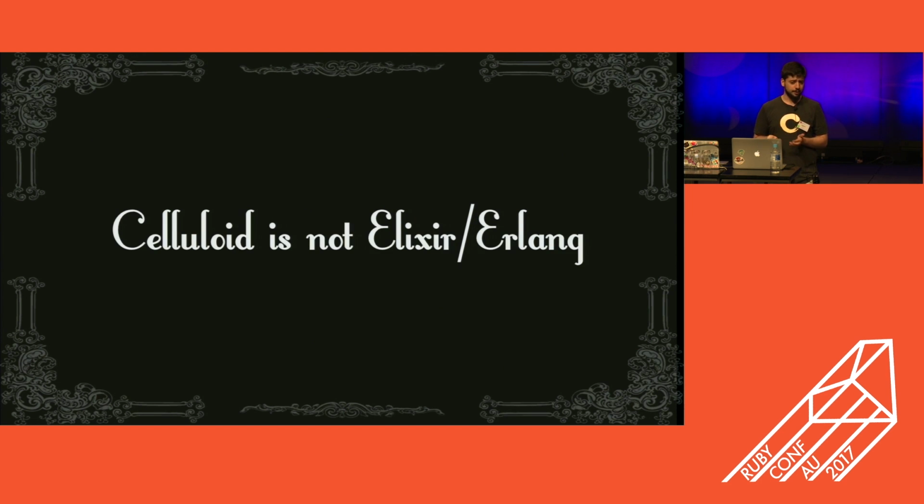Celluloid is obviously not Elixir, it's not Erlang. A library will never be able to compete fully with a whole language developed around the concept. But maybe it's good enough. I'm assuming everyone here is at a Ruby conference because they still like coding Ruby. And you can have lots of those cool toys that are in Elixir in your Ruby code.